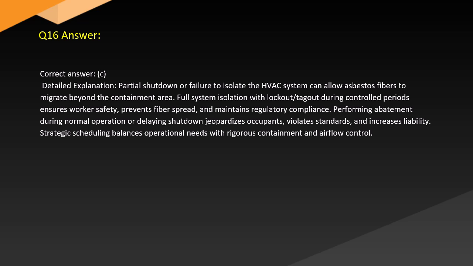Answer. Correct answer, B. Detailed explanation. Partial shutdown or failure to isolate the HVAC system can allow asbestos fibers to migrate beyond the containment area. Full system isolation with lockout/tagout during controlled periods ensures worker safety, prevents fiber spread, and maintains regulatory compliance. Performing abatement during normal operation or delaying shutdown jeopardizes occupants, violates standards, and creates liability. Strategic scheduling balances operational needs with rigorous containment and airflow control.